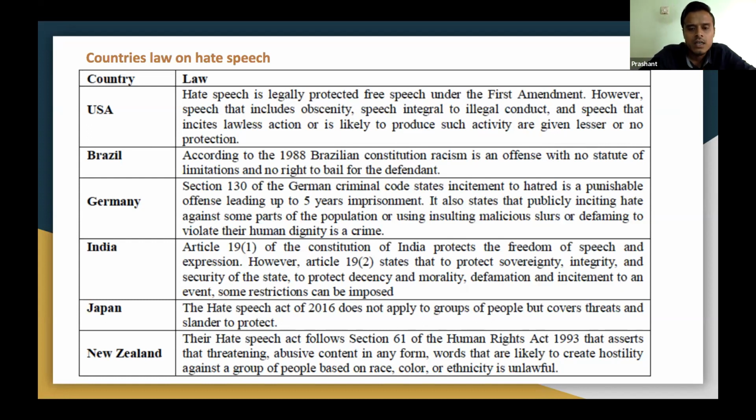However, Article 19 subpart 2 states that to protect the integrity and security of the state, some restrictions can be imposed on tweets which are directed to defame or harass the minority community. Similarly, in Japan, hate speech law does not apply to groups of people, but covers threat and slander. In New Zealand also, the Human Rights Act 93 asserts that threatening or abusive content in any form, directed to a group of people based on race, color, or ethnicity, is unlawful.